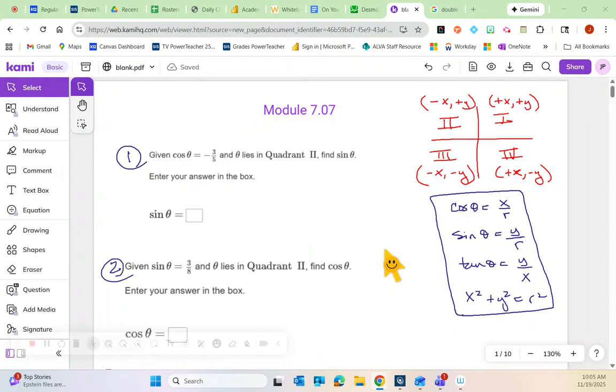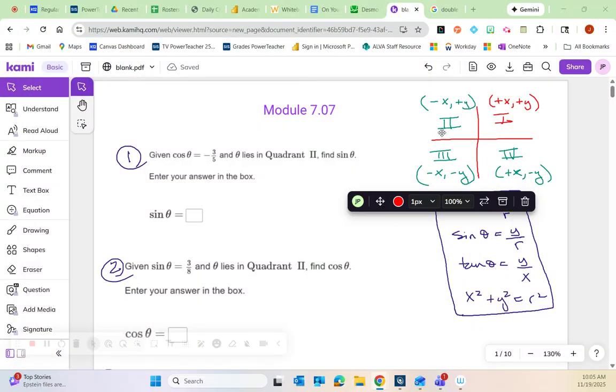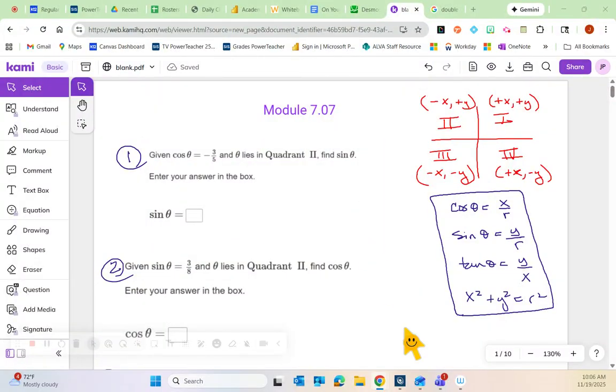One of the things that you do have to bring to the table here is you do have to know your quadrants. So quadrant 1, 2, 3, and 4. In quadrant 1 your x and your y value are both positive because you move to the right and up. In quadrant 2 your x is negative and your y is positive because you move left and up. In quadrant 3 your x and y are both negative because you move to the left and down, and in quadrant 4 your x is positive and your y is negative because you move to the right and then go down.